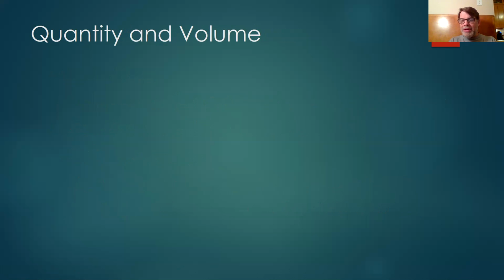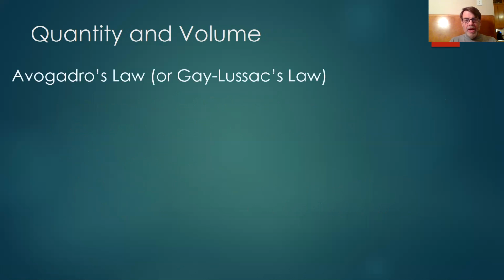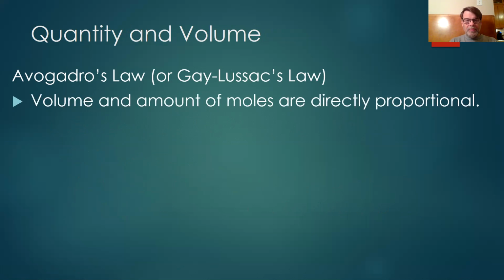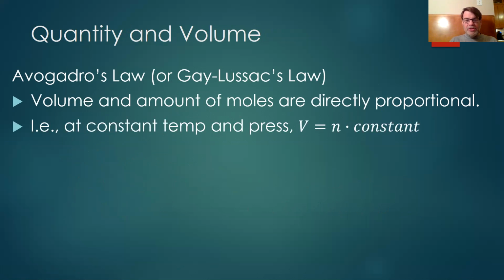Okay, so the last variable was explored by Avogadro, I believe, in the 1800s. And that has to do with the quantity of molecules. Another way of calling this is Gay-Lussac's law, I believe. So other textbooks will use that nomenclature. He was French. So volume and the amount of moles are directly proportional. So if you put more gas molecules into a space, the volume will expand. As the number of molecules goes up, the volume goes up. And so if you have a constant temperature and pressure, the volume is going to equal the number of moles of gas times a constant.